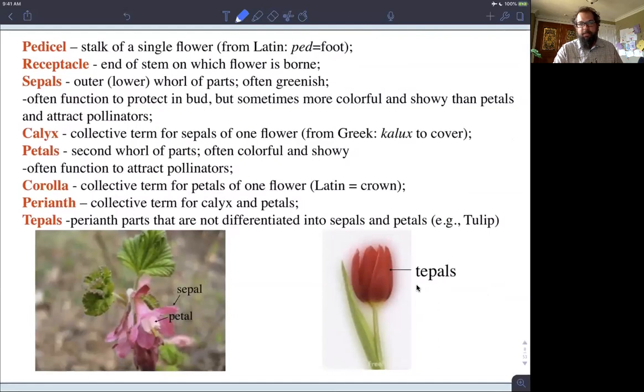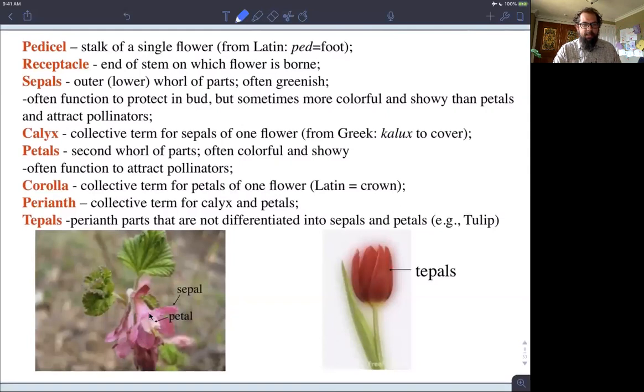And so that's just a little bit of a different term when the sepals and petals are not differentiated morphologically from each other. We can still see that the sepals on a tulip are the outermost whorl, and then we have another whorl of 3 petals. But because those are not morphologically different, in this case we call them tepals. And then the other one that I've shown, a picture I've thrown in here, is of a Ribes. This is a currant.